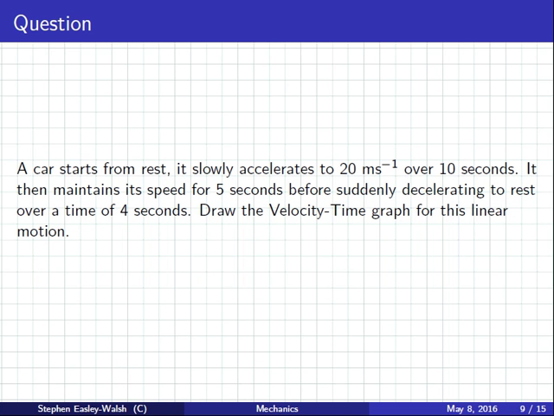Okay, so I'm going to draw the graph, but only one student, oh good, two students remembered to put the units in on the graph. After the meters per second, seconds. So, let me draw it. And I want to show you how we draw graphs here, how you should draw them here.